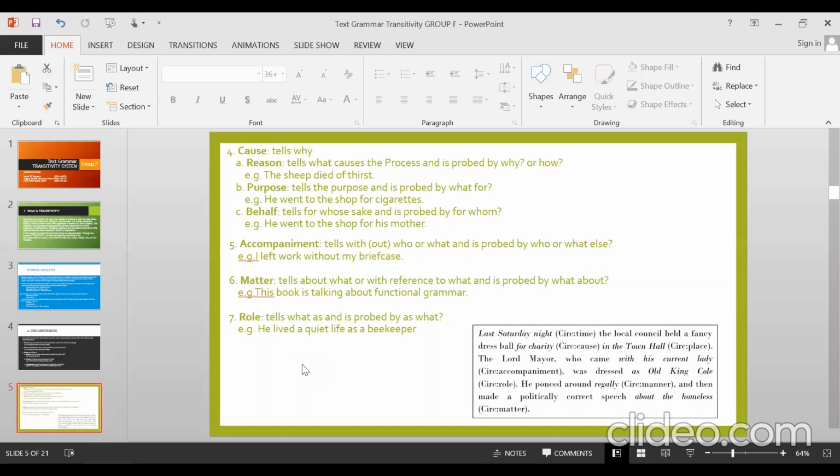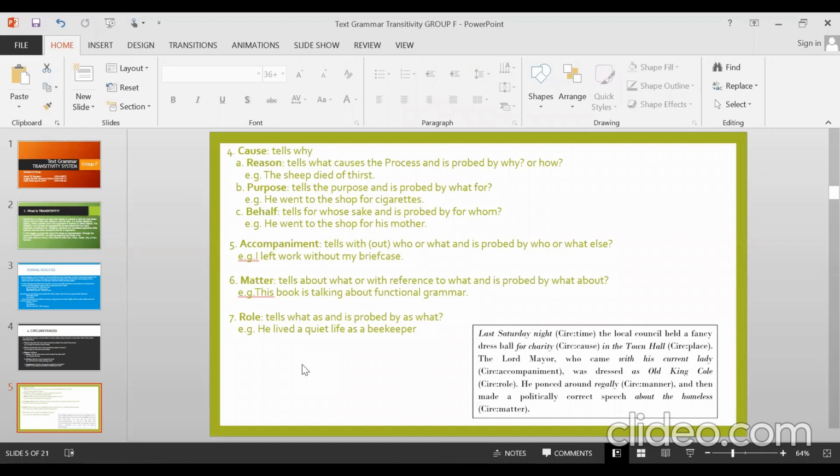Number 4 is cause. Cause tells why, a reason, purpose, and behalf. Reason tells what causes the process and is probed by why or how. Purpose tells about what for. And the last is behalf. Tells for whose sake and is probed by for whom.